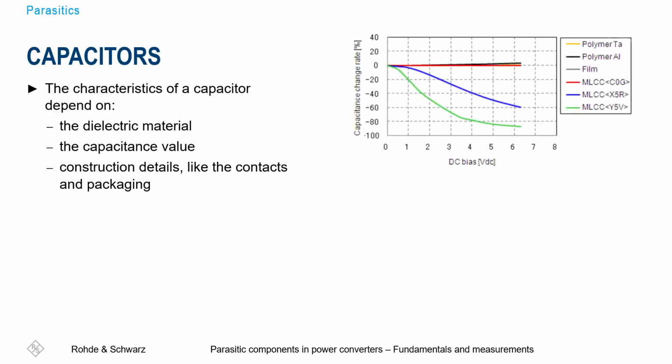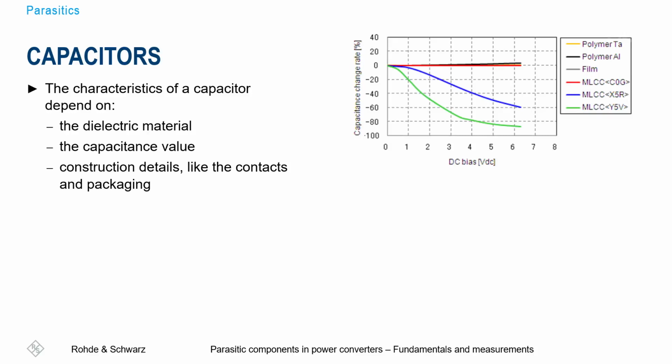The characteristics of a capacitor depend on the dielectric material, the capacitance value, the construction details such as contacts and packaging, and so on. Here in this graph we have six different capacitors which have the same capacitance value at a certain condition with 0 DC voltage bias, and then a DC bias is applied.